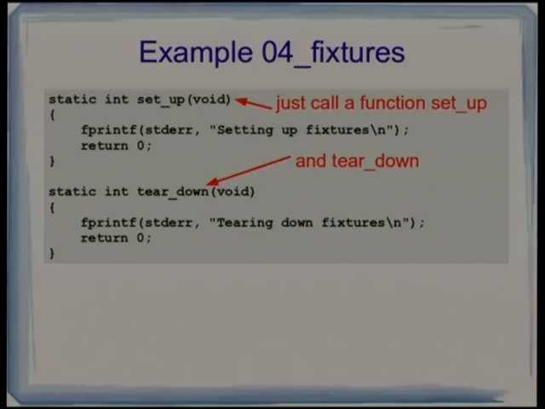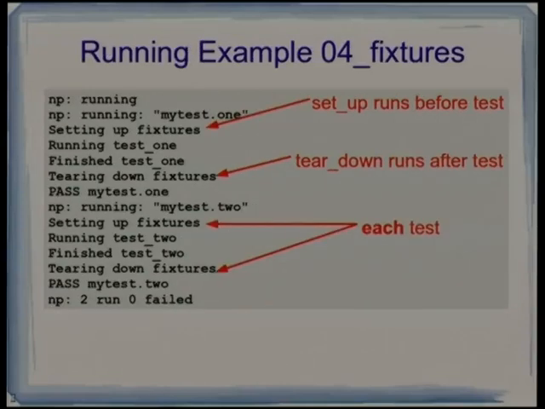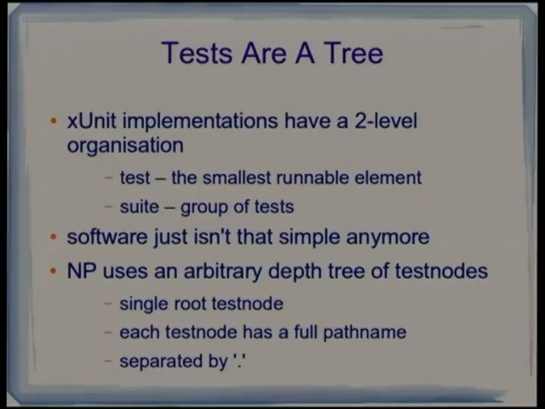In this case, we just print a message saying obvious stuff. And here's us running my test. There are two tests in this suite. The first one says we're setting up fixtures, running the test, finish running the test, tearing down the fixtures, and then we do that again. So it's just common code that you can use to set up something that's needed by all of those. And again, we make it as easy as possible here. You just create a function with that name.